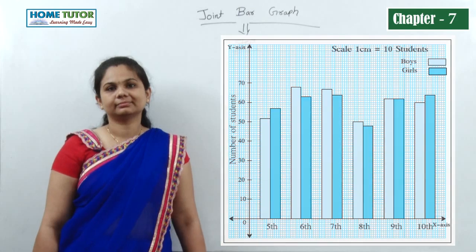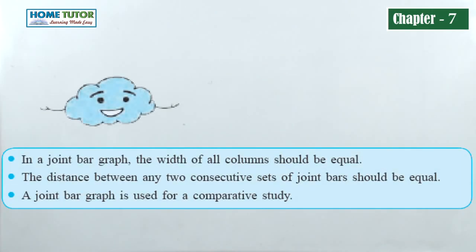graph paper. While drawing joint bar graph, we should consider these important points. Point number 1. In a joint bar graph, the width of all the columns should be equal. Number 2. The distance between any two consecutive sets of joint bar graph should be equal. Number 3. A joint bar graph is used for comparative study.